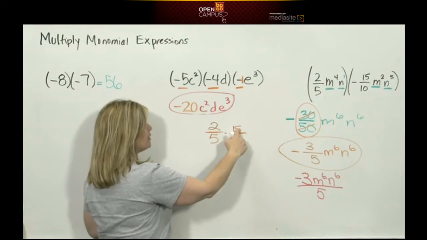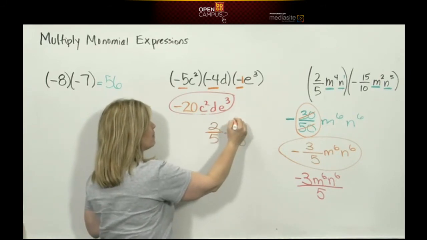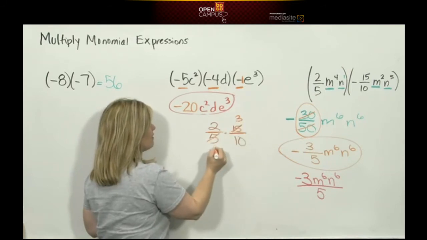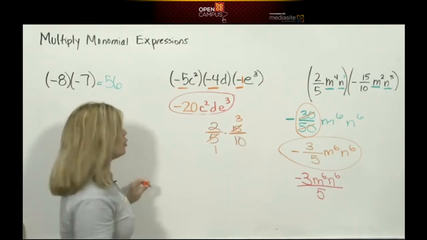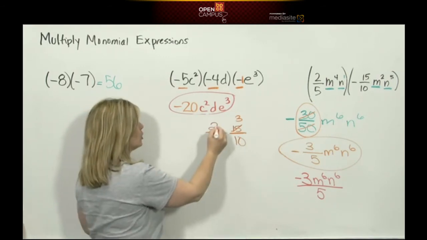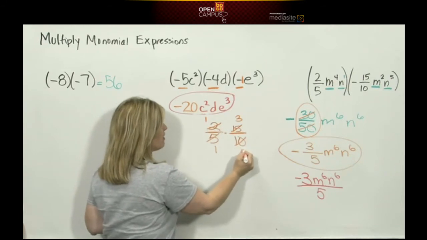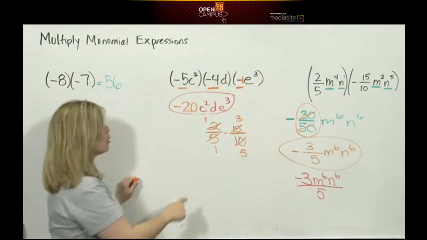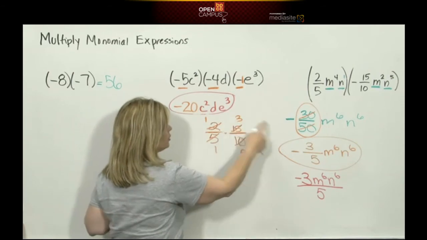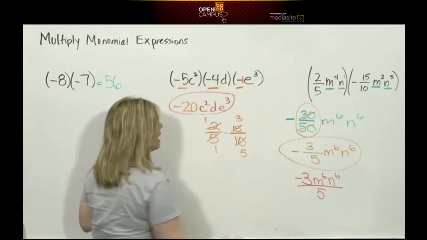5 can divide into 15. How many times? 3. So you'd say 15 divided by 5 is 3. 5 divided by 5 is 1. You can cross-cancel 2 and 10 because you can divide both of them by 2. 2 divided by 2 is 1. 10 divided by 2 is 5. And now if you do your multiplying, 1 times 3, you get 3. And 1 times 5, and you get 5.